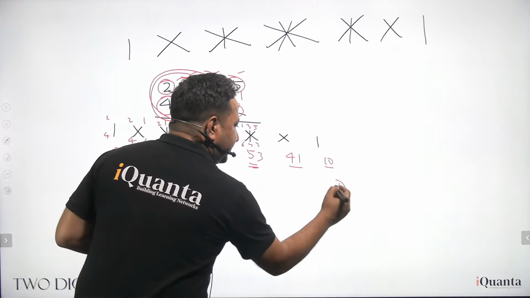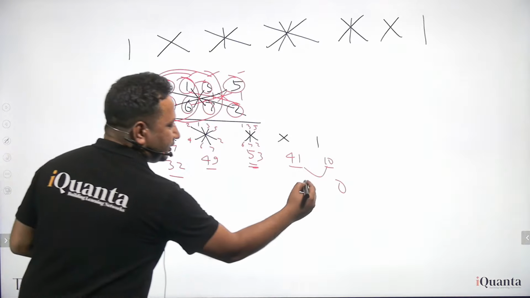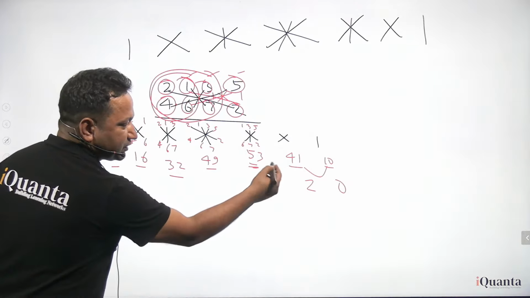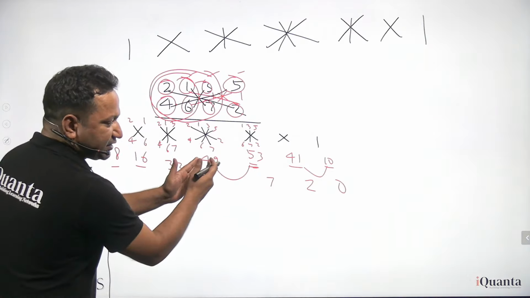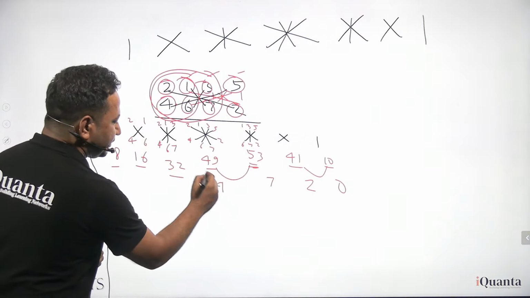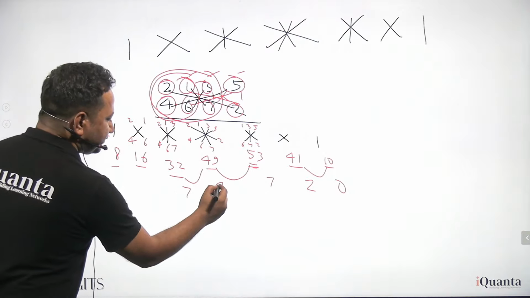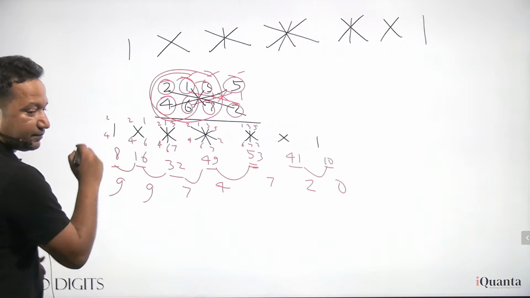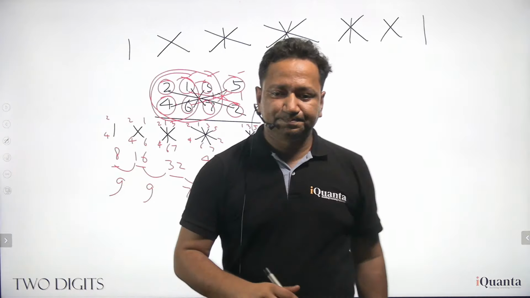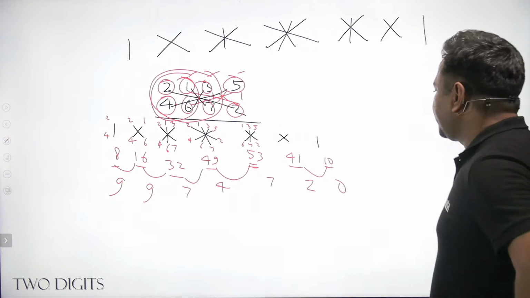So 0 is retained, 1 is carried forward, we get 42. 2 is retained, 4 goes there, 4 plus 53, 57, 5 goes here, 5 plus 49, 54. Again 5 goes here, 37, 3 goes here, 19, 1 goes here, 9. So, all right.